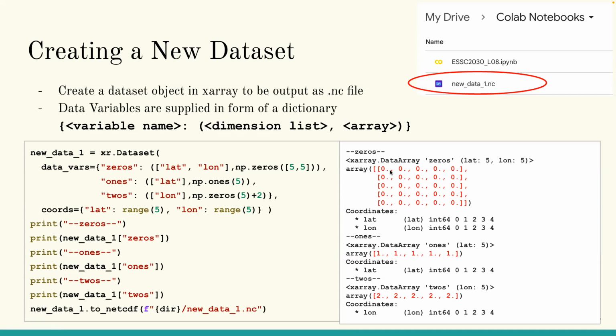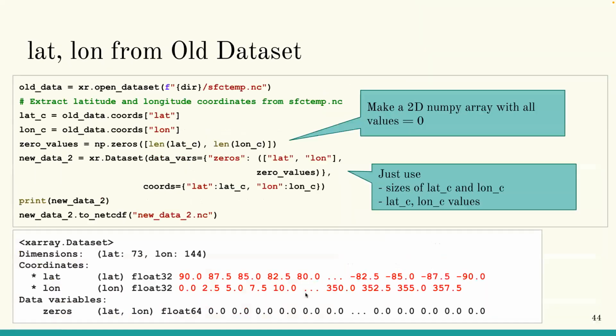what would you see? 5 by 5 values of 0, which is set by your first line in here. Okay, and then for the ones, it's just 5 values of 1, which is set in here, np.ones. And here, the variable twos, it's just 5 values because you only have 5 values in the longitude, right? And I've added 2 to the 0, so you have twos in your variable. And then you can write your data. The data set is stored in new_data_1. Okay, and then you write that to a NetCDF file.